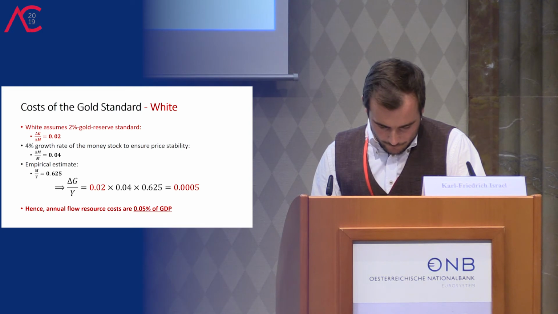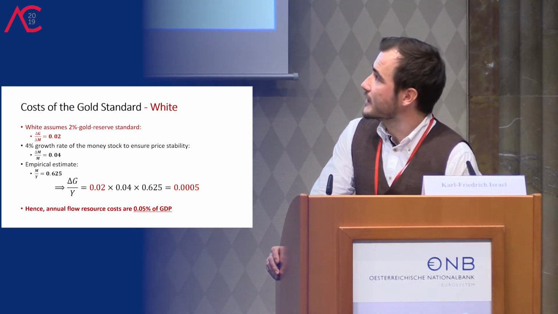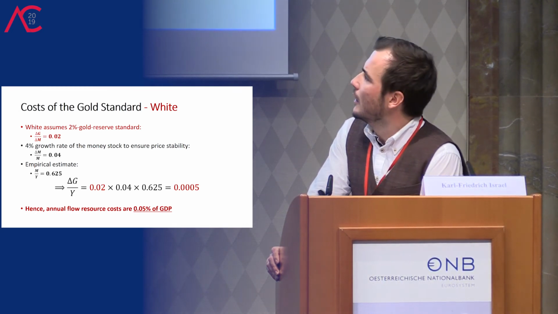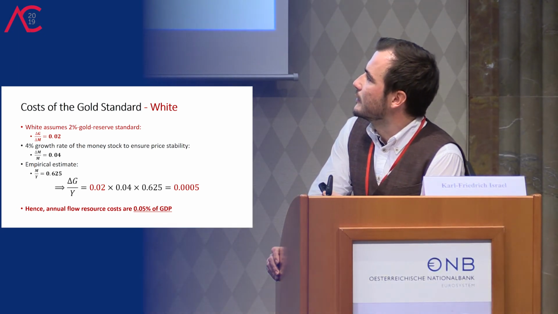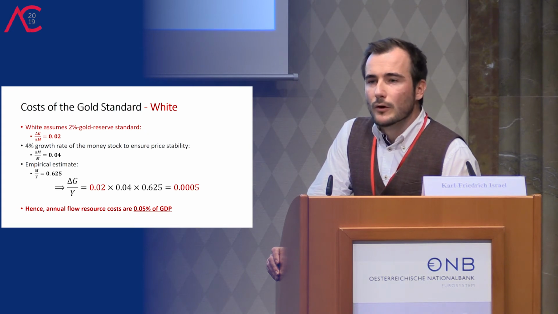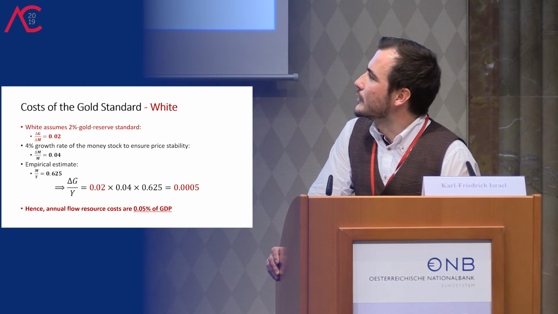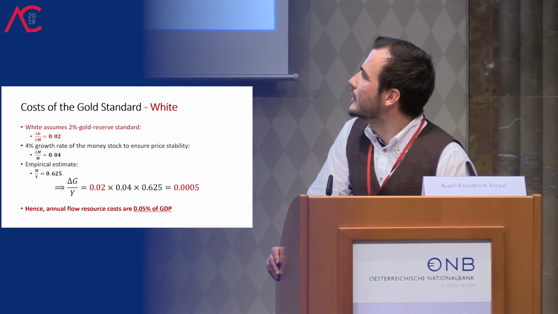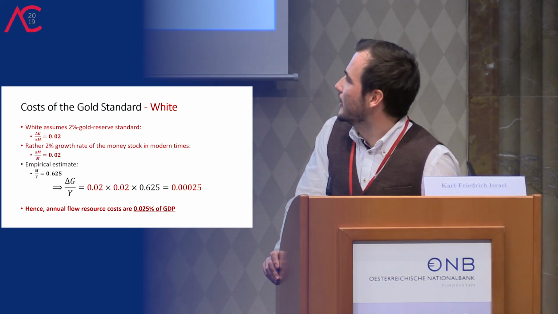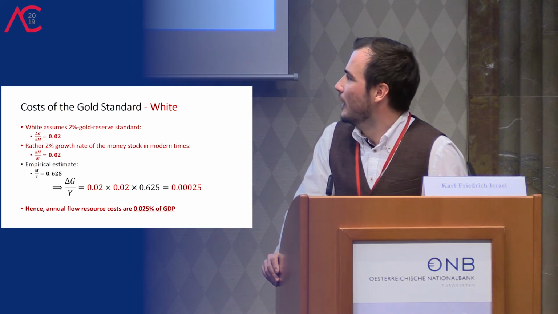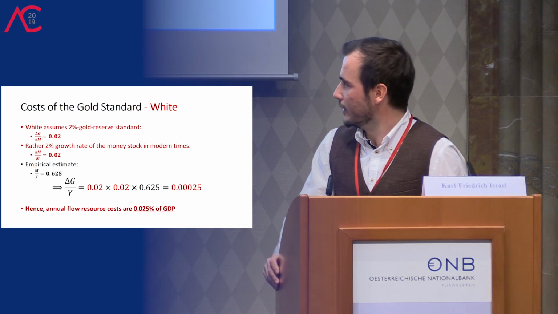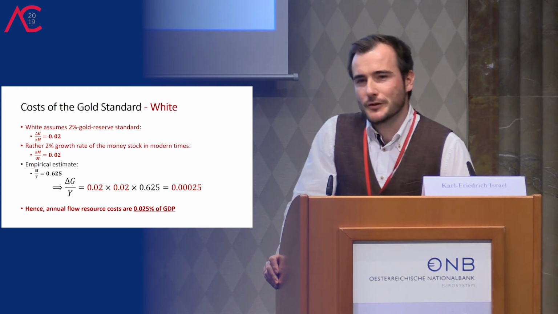However, Lawrence White suggested another adjustment, because when he presented his estimate, that was in the 1990s. Some decades later, he said that the velocity of money had increased so that a 2% money growth rate would be sufficient to have price stability. So he reduced the 4% money growth rate down to 2%, and the costs go even further down. Okay, so this estimate is done: a 2% fractional reserve gold standard would cost every year about 0.025% of GDP.